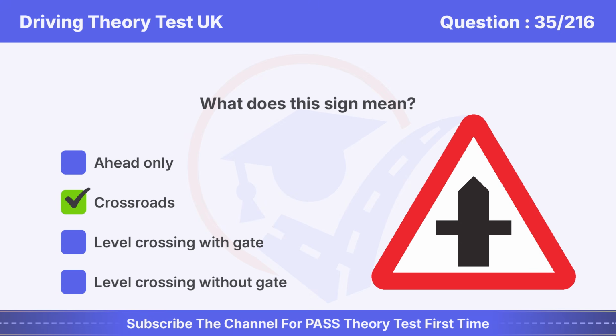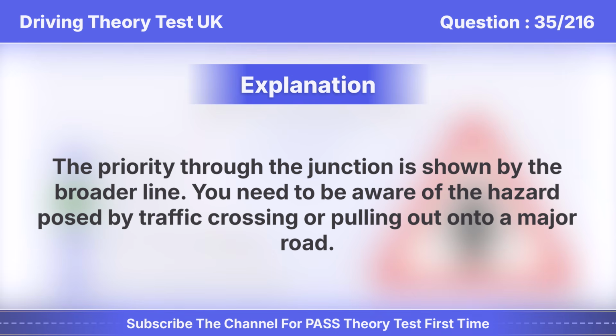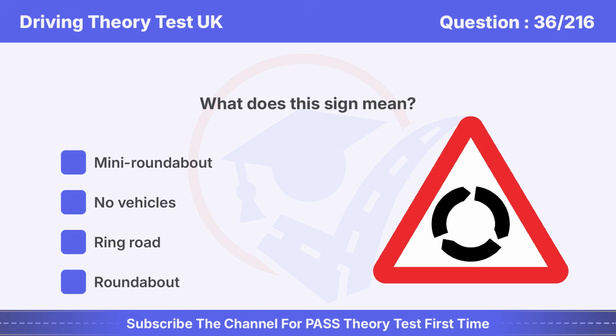Answer is B. Crossroads. The priority through the junction is shown by the broader line. You need to be aware of the hazard posed by traffic crossing or pulling out onto a major road. Question 36. What does this sign mean?